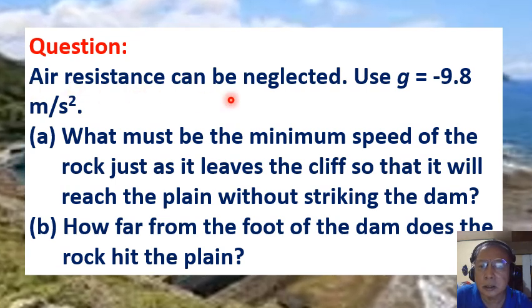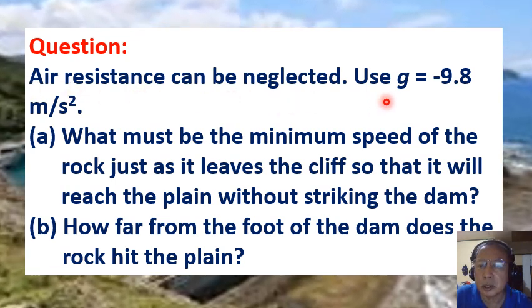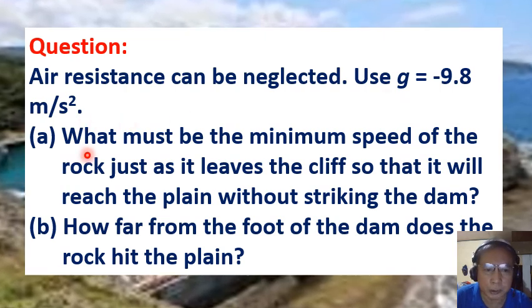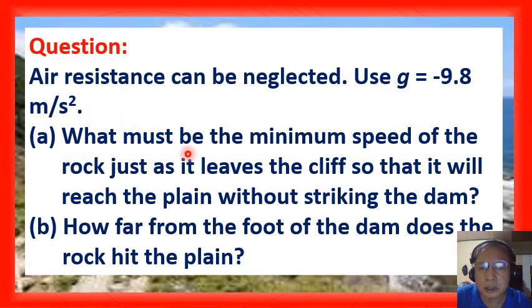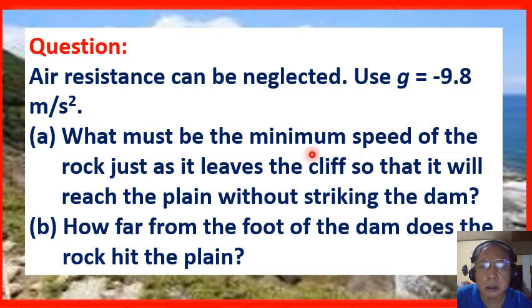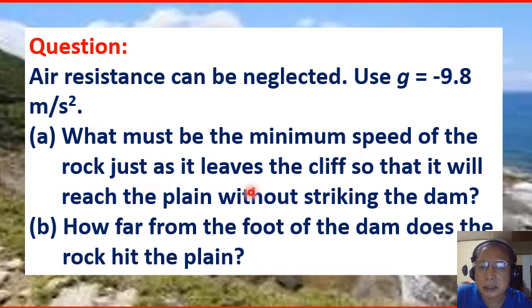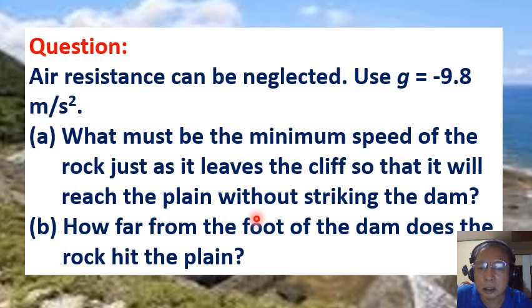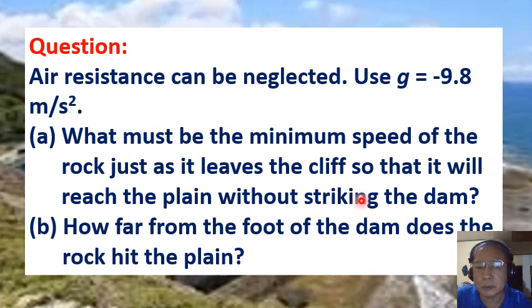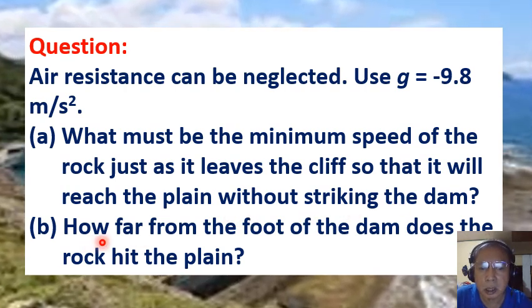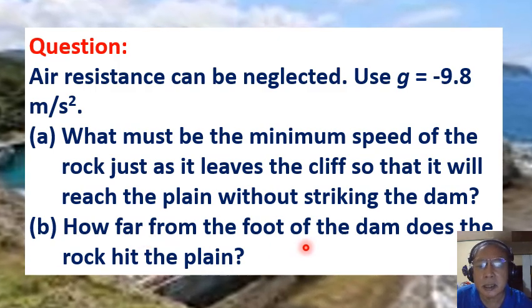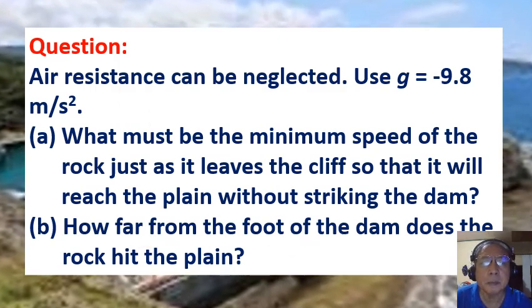The resistance can be neglected. Use g equals negative 9.8 meters per second squared. Question letter A. What must be the minimum speed of the rock just as it leaves the cliff so that it will reach the plain without striking the dam? And question letter B. How far from the foot of the dam does the rock hit the plain?